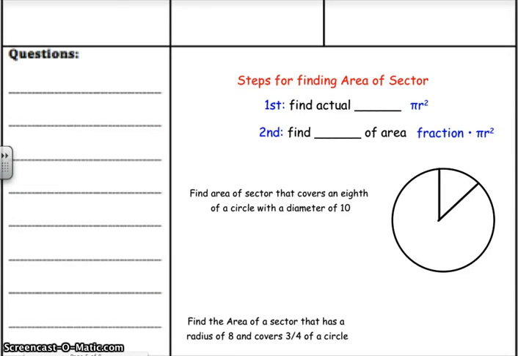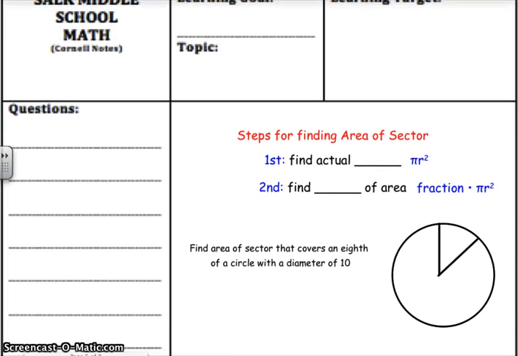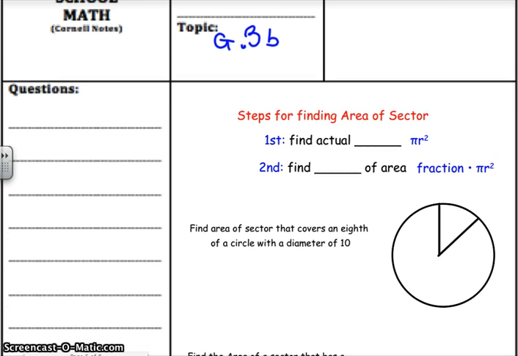Steps. Today we are moving on to G3 Part B, or is it G2? G3 Part B, and we're going to find area of sectors. And steps for finding the area. You find the actual area, which is this pi r squared. The actual area is pi r squared.